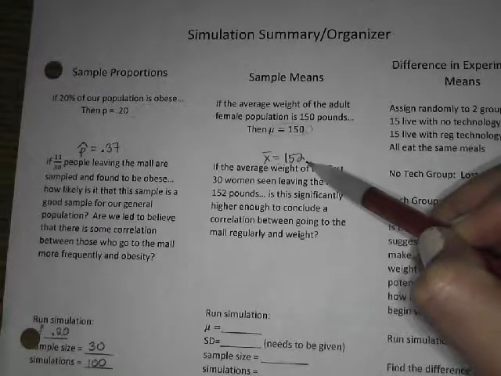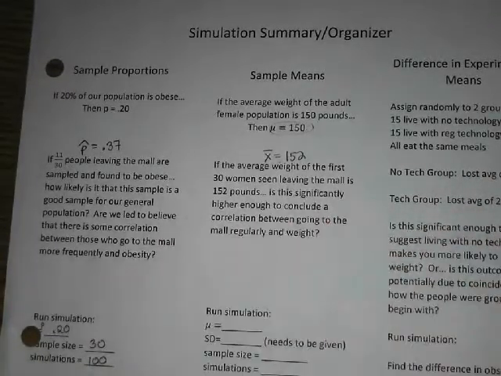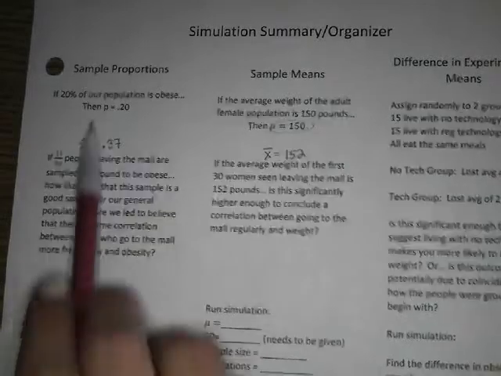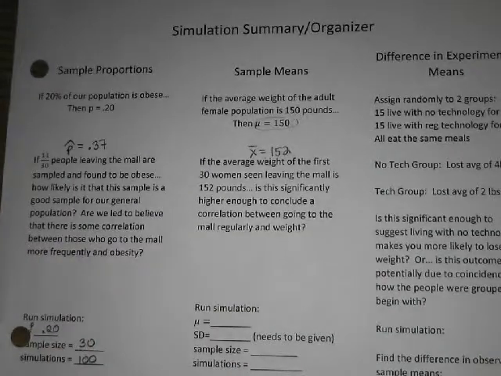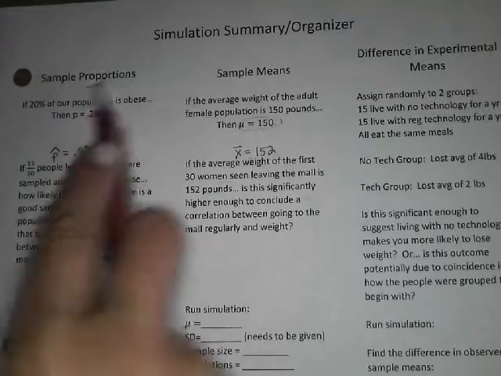I want to pause there and make sure you understand the difference in those two observations. The first time, as the 30 people leave the mall, I'm asking them what their weight is, and then I'm putting them into the yes obese category or not obese category. And then I find that 11 out of 30 are obese. The second one, I'm just taking all their weights and averaging them together. So that's your difference between proportions and means.